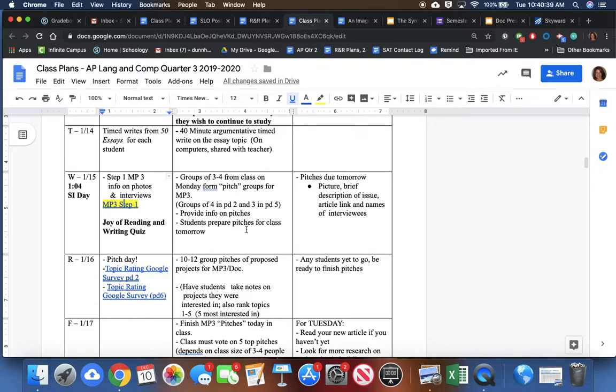Remember that these are groups of people that you will be working with for 2 of your 3 major project grades this semester. Actually, 3 of your 4 major project grades this semester. So make sure that these are people that you feel like you can work with and work with well.